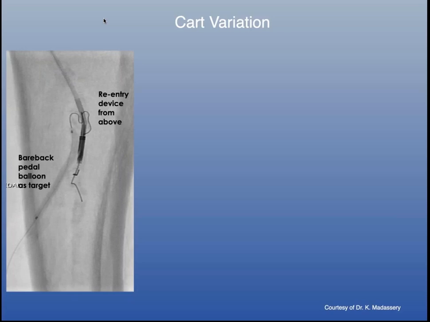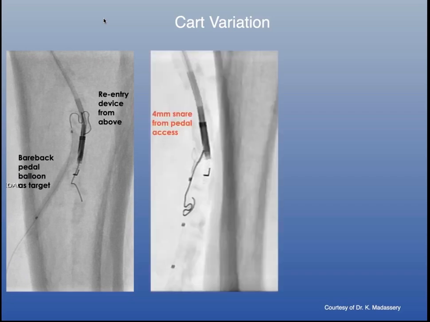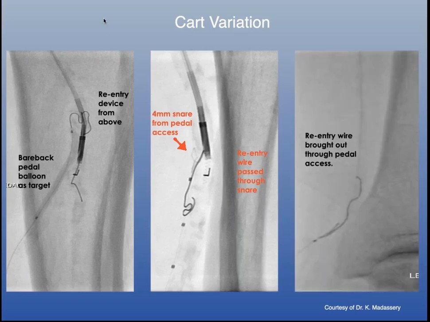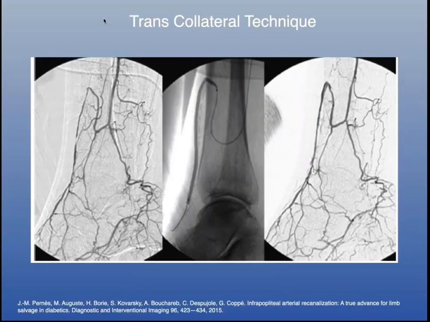And what it is, you've got the balloon from below, but instead of using just a guide wire from above in the CTO, I have a reentry device. You puncture the balloon. You then basically advance your guide wire, use a micro snare from below. There it is right there, 4mm snare, pedal access, and then you pull the wire out the pedal access site. So now you've got your through and through access, and you can deliver your therapy.